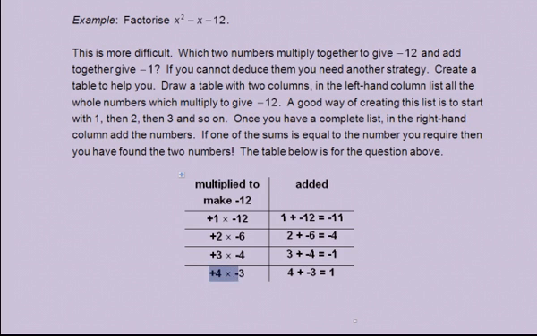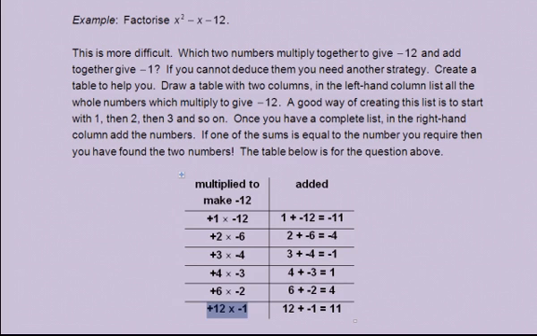Plus 4 times minus 3 is minus 12. And plus 4 add minus 3 is 1. Plus 6 times minus 2 is minus 12. And plus 6 add minus 2 is 4. And finally, plus 12 times minus 1 is minus 12. And plus 12 plus minus 1 is 11.